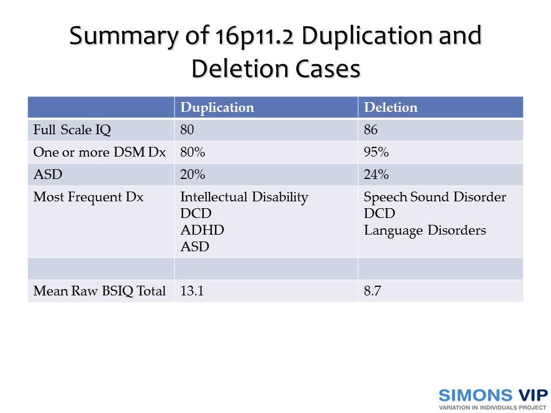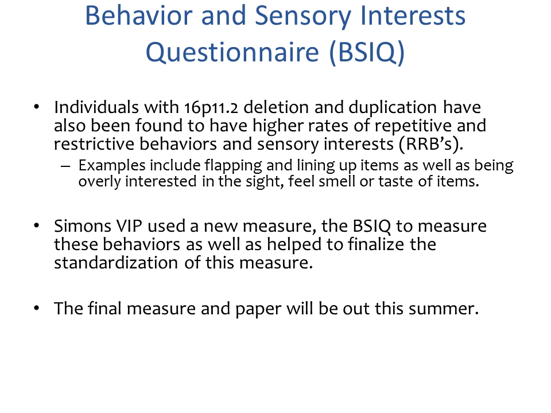Now, repetitive behaviors are things that might look a little bit like tics or flapping or other unusual behaviors that you just see more often than you would expect in a child. And we did see these kinds of behaviors at a higher level in the duplications and the deletions. And so this is where we're going to talk a little bit more about this. And so, lining up items, overly interested in the sight, feel, smell, or taste of items.